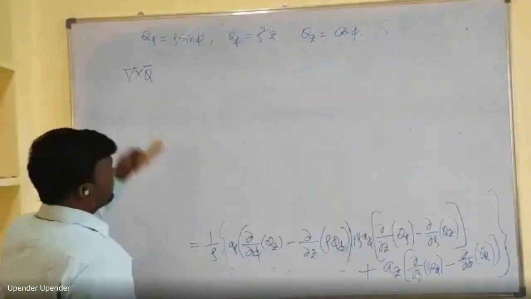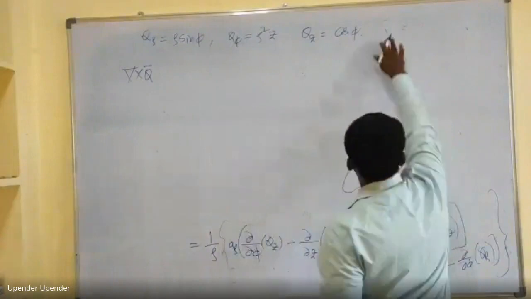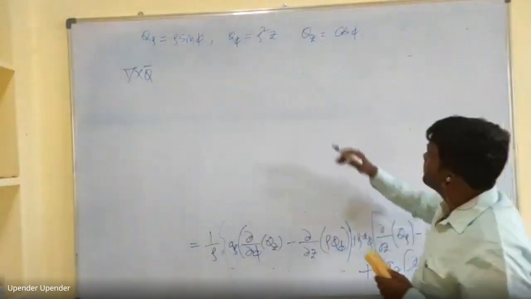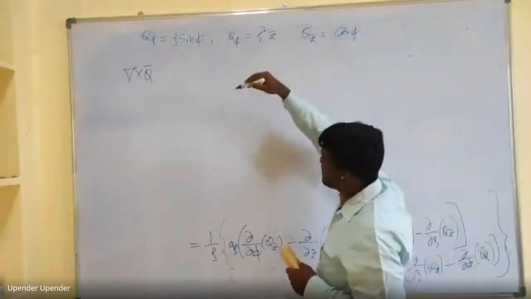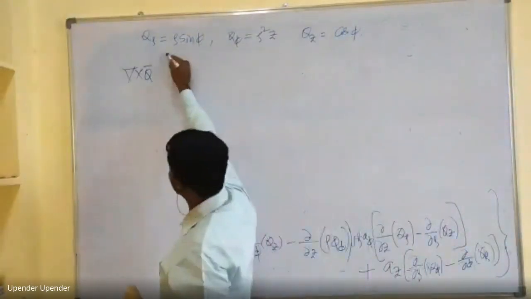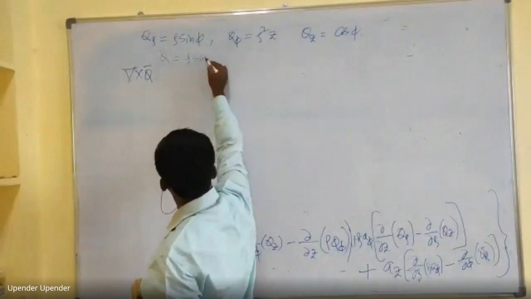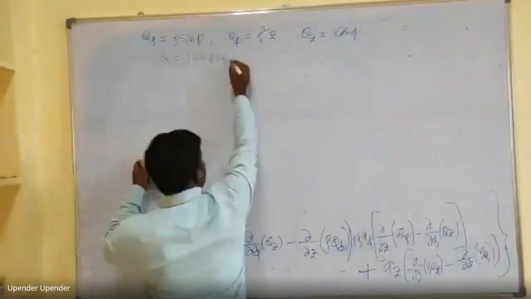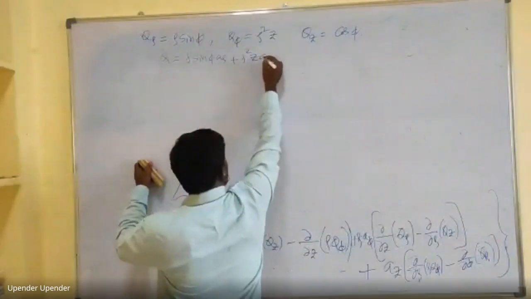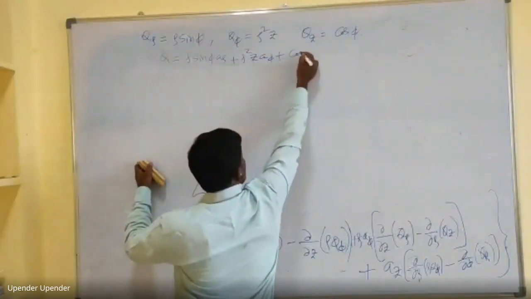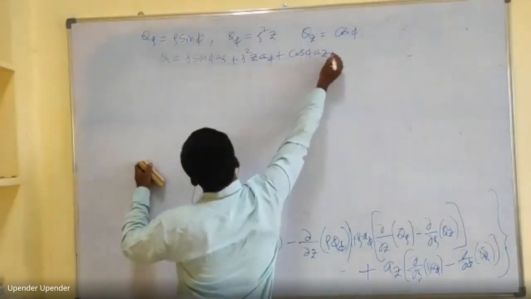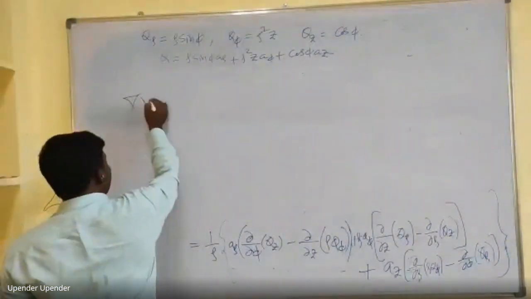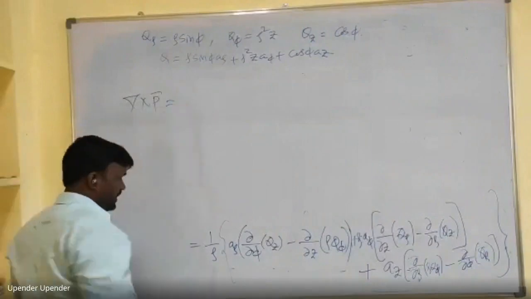Okay. Actually, in the previous problem, I had given Q as what? I think Q is rho sin pi a rho plus rho square z a pi plus cos pi a z. This is Q. The Q rho is like this. Then del cross Q bar is equal to what?